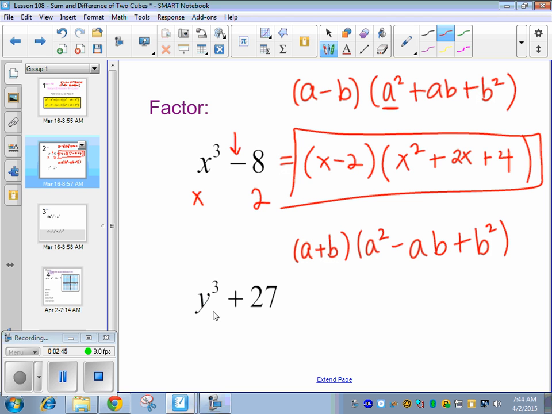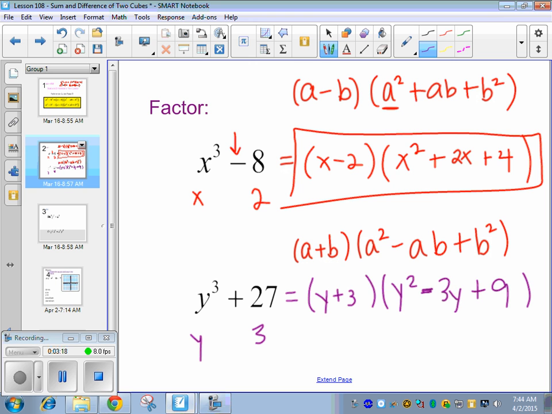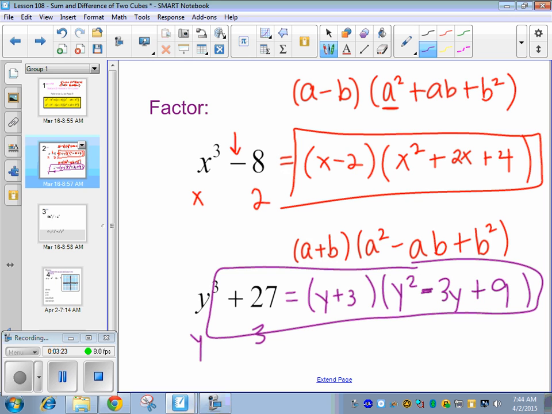Okay, so the cube root of y cubed is y. And what's the cube root of 27? 3. So my a is y, my b is 3, and we just substitute it in. So when I factor, we get y plus 3. Then it's the first thing squared, so y squared. In the middle on this one is always minus, and then we multiply these together, so 3y. And then the last thing squared, so 3 squared is 9, and we're done. So it's purely memorizing a formula on this one.